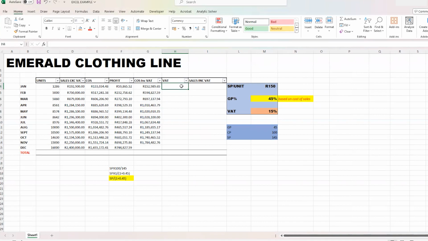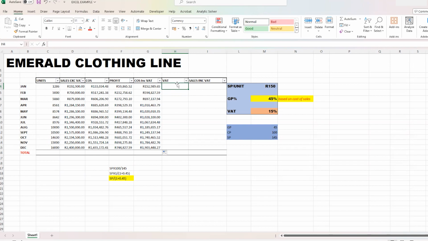So I just calculated my cost of sales to include VAT. Oh, I didn't go up until here. Let me also just copy this. All right, fine. Then my VAT, I want to know what is the VAT amount. Right, so the VAT percentage we all know is 15%, the VAT amount.